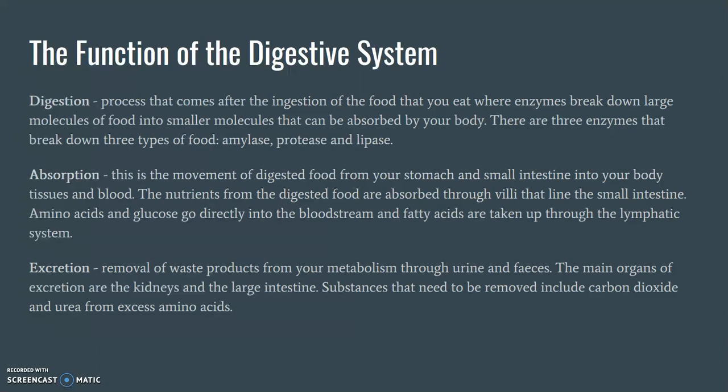Excretion is the third and final function. This is the removal of potentially poisonous products from your metabolism, normally in your urine and feces. These poisonous or waste products get removed from the body. In humans, the main organs of excretion are the kidneys, through which urine is flushed away, and the large intestine, through which solid or semi-solid waste is excreted.